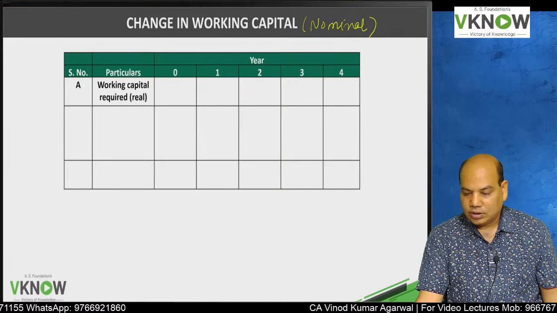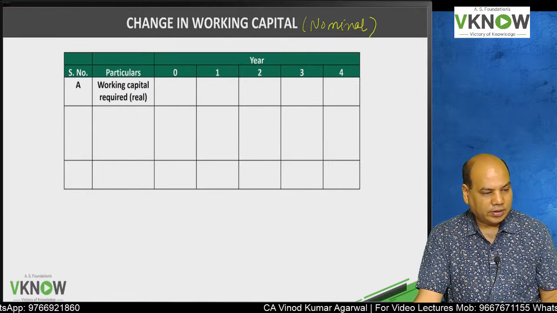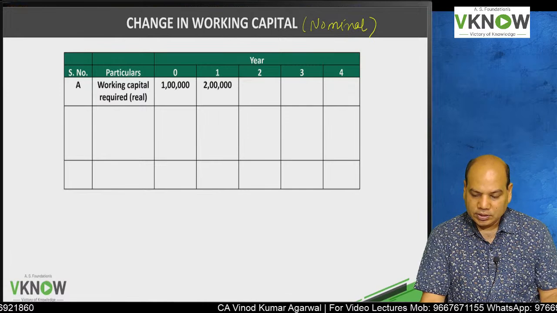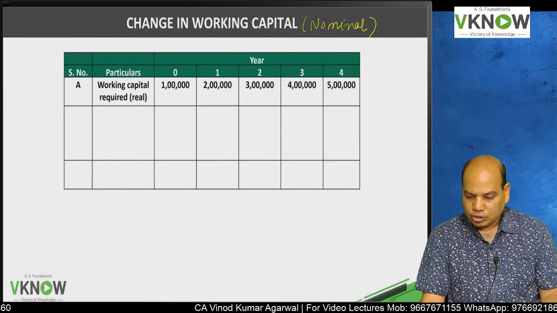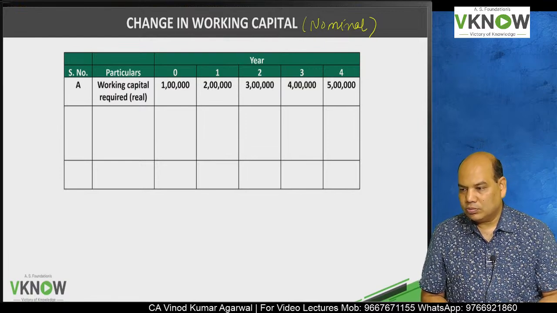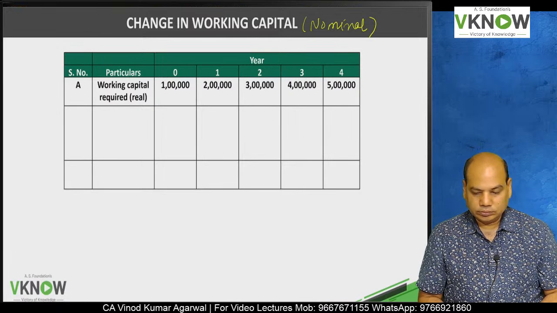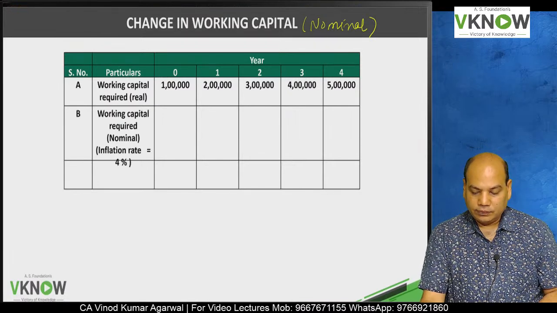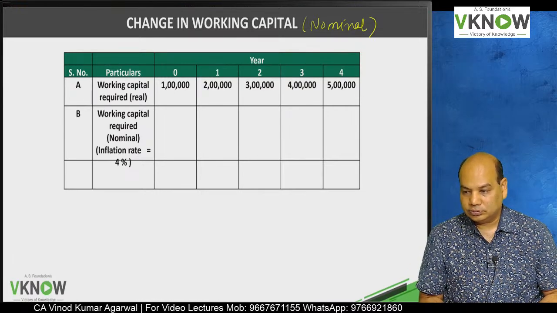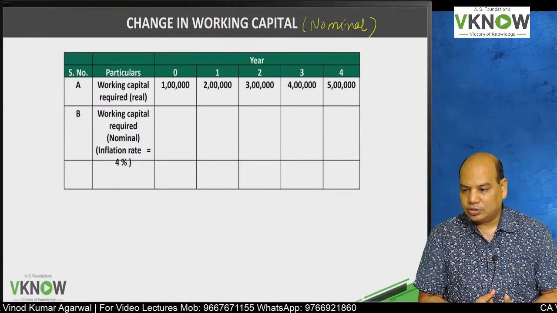Write down first, point A, working capital required real. Everybody look at the question book, copy from the question book: 1 lakh, 2 lakh, 3 lakh, 4 lakh, 5 lakh. Then first we'll convert into nominal. Write down working capital required nominal.